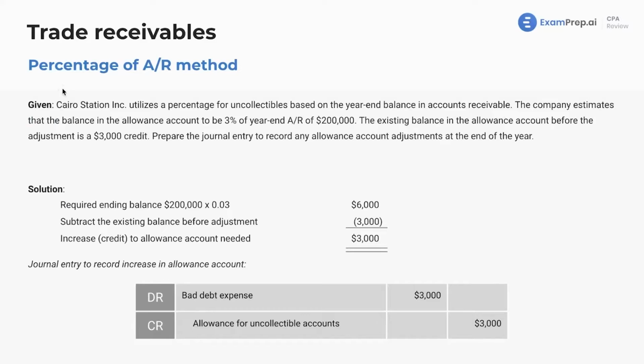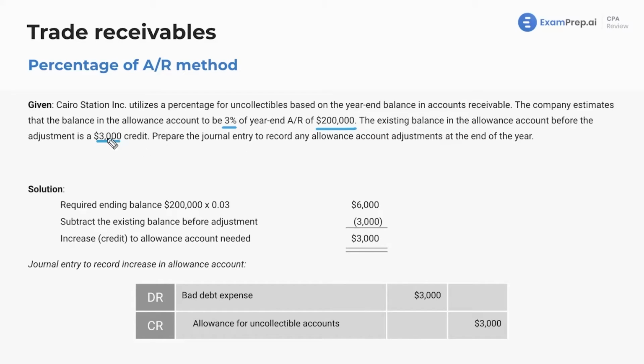Next up, we are using the percentage of AR method to determine allowance for doubtful, right? Remember, we use the percentage of AR or percentage of sales when we are dealing with our allowance method. Now, Cairo Station Inc. utilizes a percentage of uncollectibles based on the year-end balance and accounts receivable. We know we are dealing with the percentage of uncollectible, the percentage of AR method. Company estimates that the balance in the allowance account to be 3% of the year-end AR of $200,000. The existing balance in the allowance account before the adjustment is a $3,000 credit.